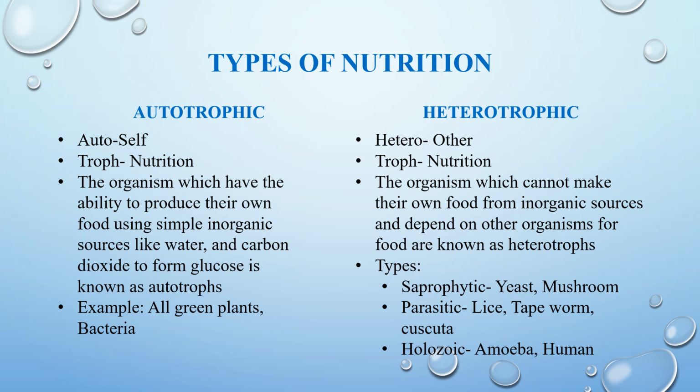Next comes holozoic nutrition. In holozoic nutrition, after the food is ingested, the digestion happens inside the body of the organism. So you have to know the difference between saprophytic and holozoic. In saprophytic, the food is digested outside the body by secreting digestive enzymes on the food, whereas in holozoic, the digestion happens inside the body of the organism. Understood? So most of the animals follow this mode of nutrition. Example, human and amoeba.